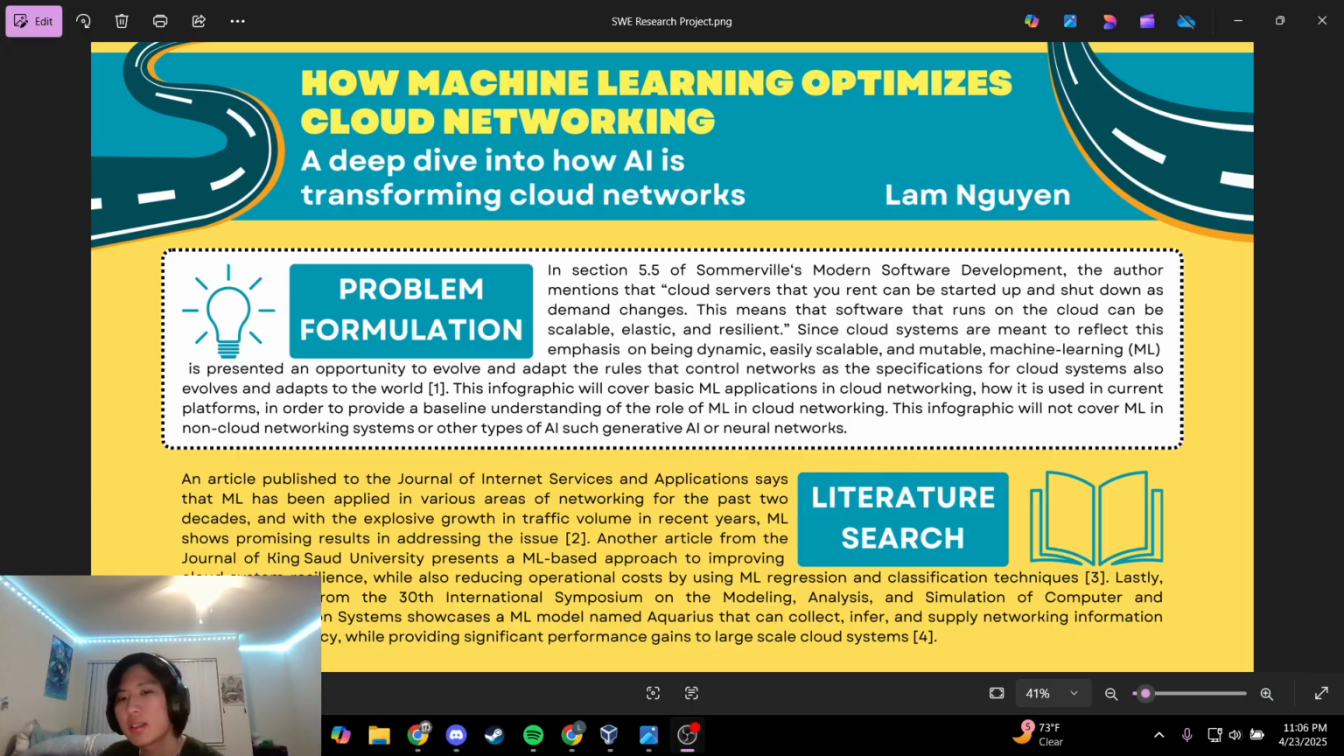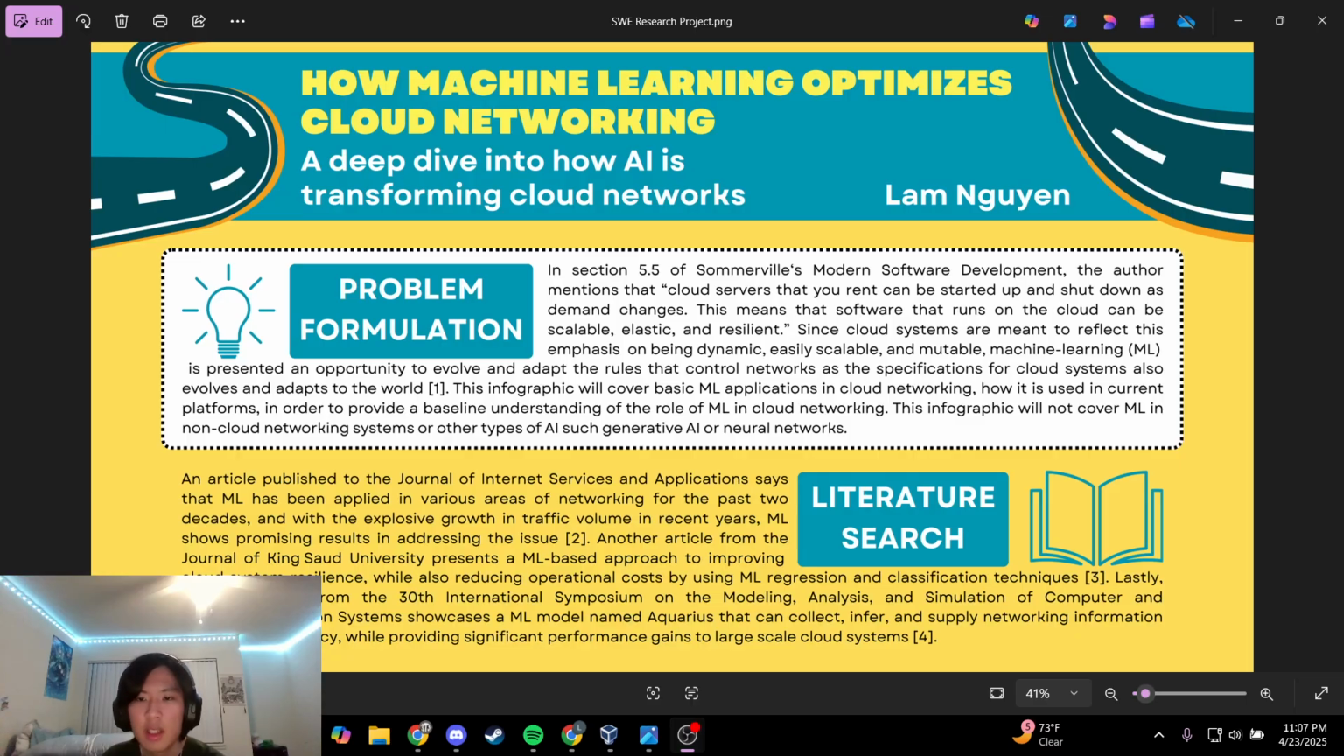And in that, the author says cloud servers that you can rent can be started up and shut down as demand changes. This means that software that runs on the cloud can be scalable, elastic, and resilient. And since cloud systems rely on these three characteristics, machine learning is presented as an opportunity, as the ability to evolve and adapt to ever changing conditions relates really well to how cloud networks are meant to also adapt to ever changing conditions.